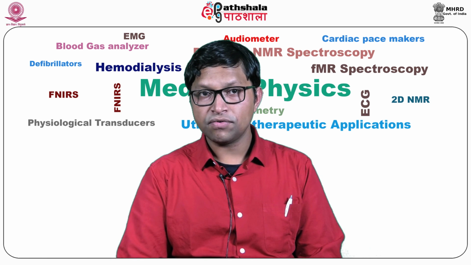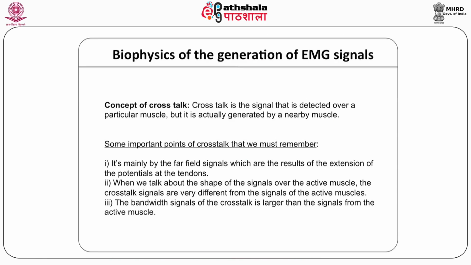Before we go further, we have to understand the concept of crosstalk. Crosstalk is the signal that is detected over a particular muscle, but it is actually generated by a nearby muscle. It is the far field potentials that are generated by the dying of the potentials at the tendons. This phenomenon is mainly seen in surface recording. The properties of volume conduction come into play when the far field signals travel along the surface and tissues. The main problem with crosstalk is that it influences the interpretation of the EMG recordings.